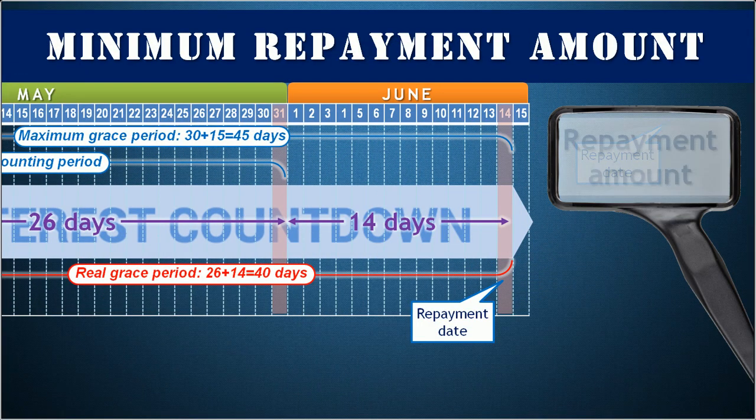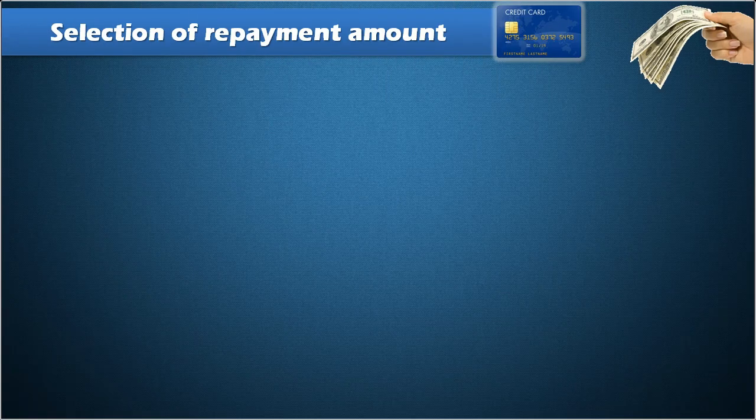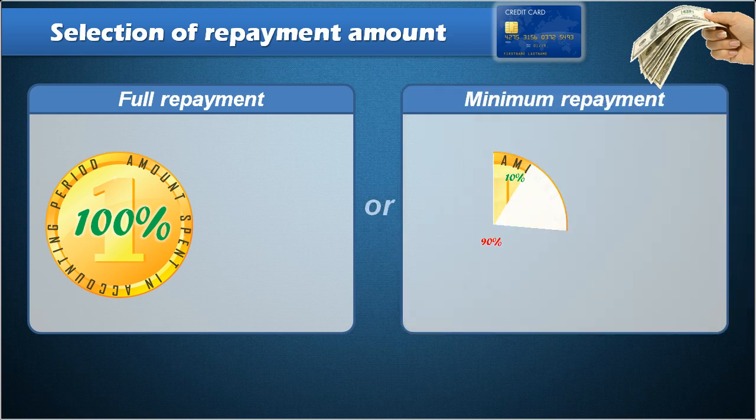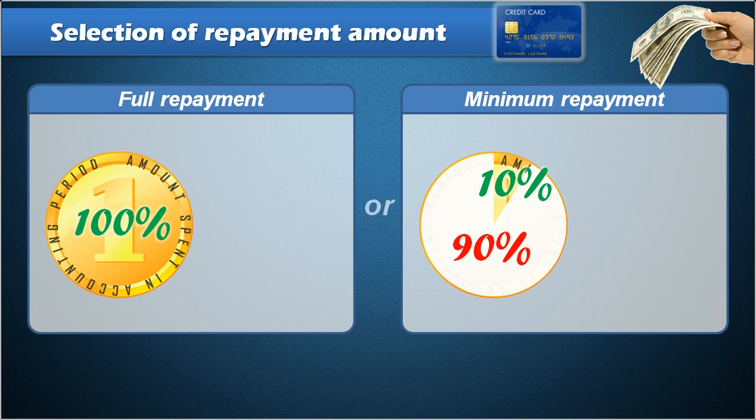Minimum repayment amount. Let us focus now on the repayment day. How much can you repay on this date? On the repayment date, either we can repay all the amount, that is 100% of the amount we spent within the settlement period, or we can repay the minimum amount that was agreed earlier with the bank. It can be 10%, 15% of the money spent in the given accounting period. So we pay either the total amount, or an agreed part, for example 10% of the amount of money spent in the given accounting period. It is important to understand the difference here.